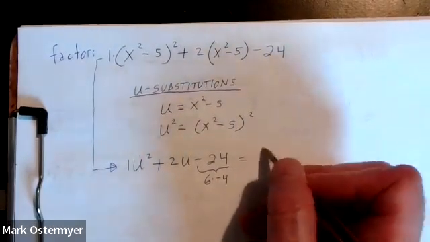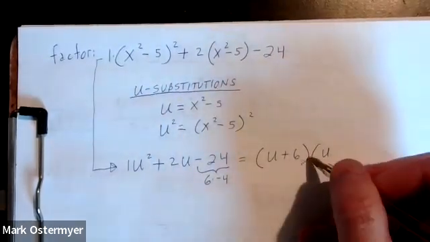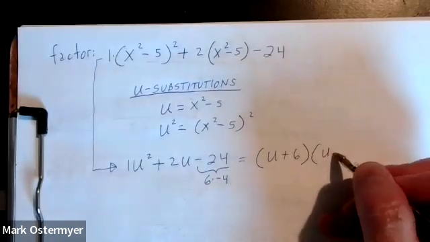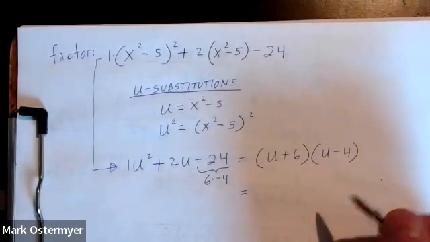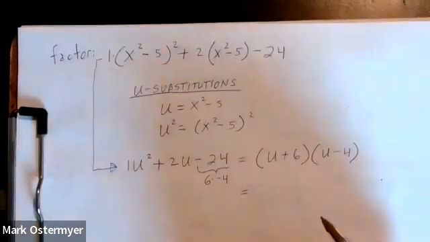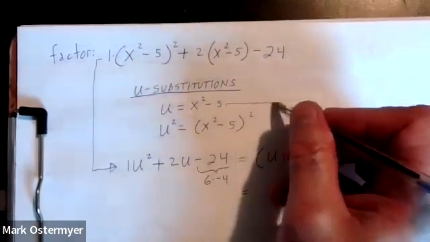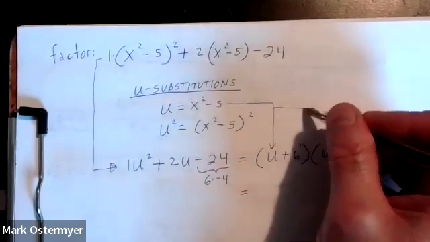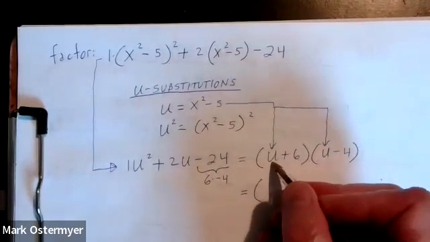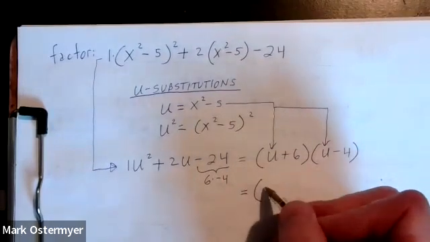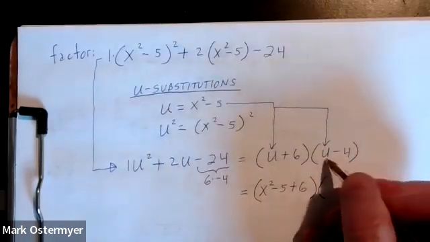Therefore, this trinomial factors immediately into u plus 6 times u minus 4. But we were originally asked to factor a polynomial in a variable x, not u. So it's very important now to back substitute what we let u be equal to. So back in for u, we have to substitute x squared minus 5. So therefore, x squared minus 5 has to be back substituted in place of u here and here.